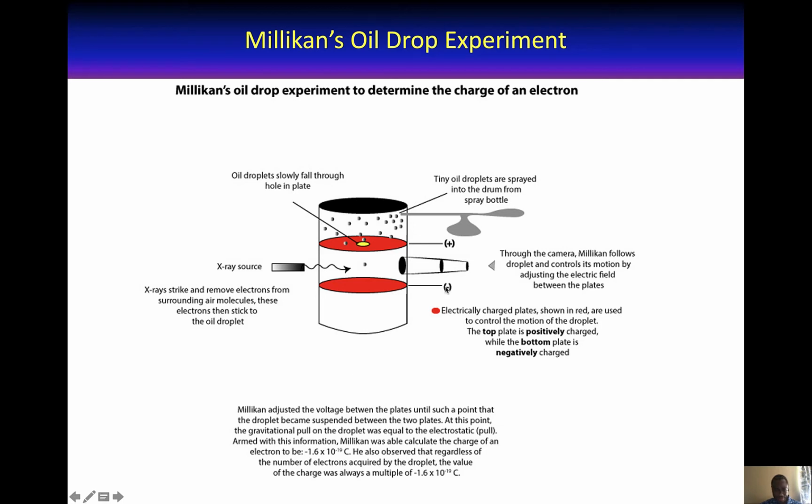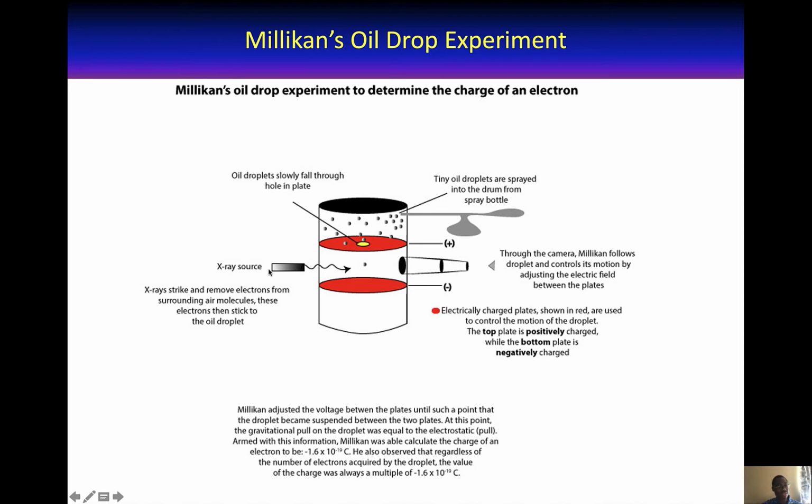In this picture, it's a drum. The drum consists of two compartments. These compartments are separated by two plates, and these plates are shown in red. The top plate is positively charged, while the bottom plate is negatively charged. The top plate has a hole in it, while the bottom plate has no hole. Also, there is a viewing camera. Through the camera, Millikan follows a droplet and controls its motion by adjusting the electric field between the plates.